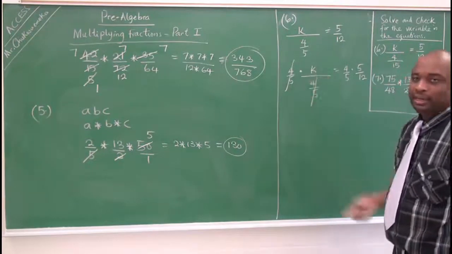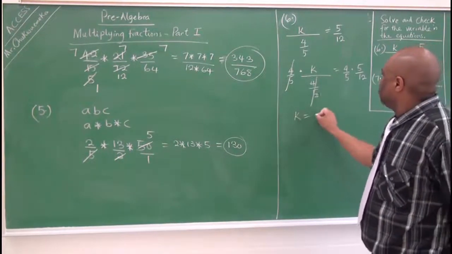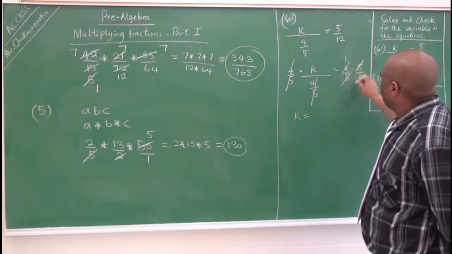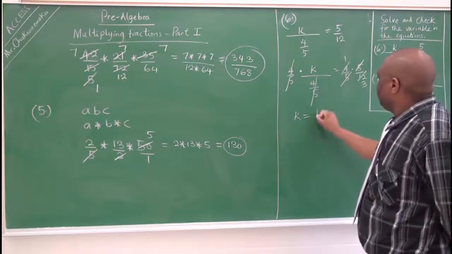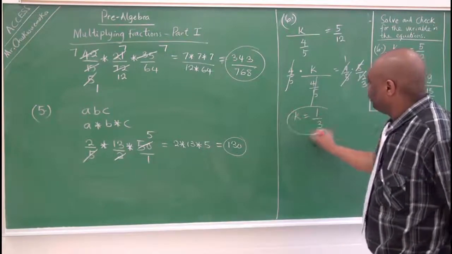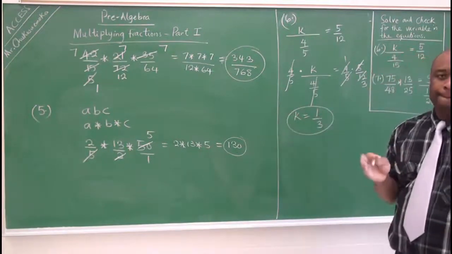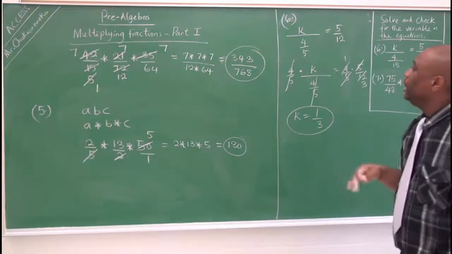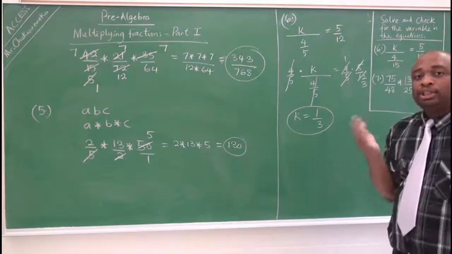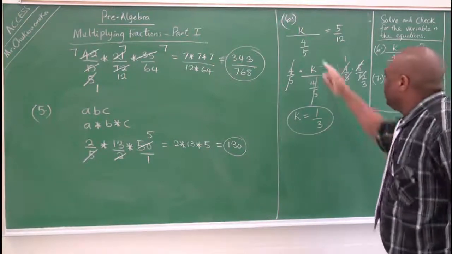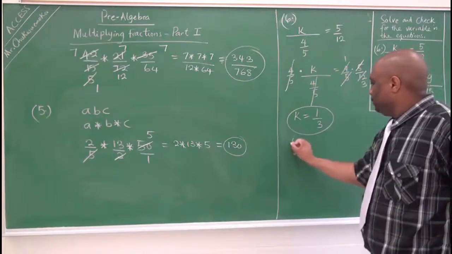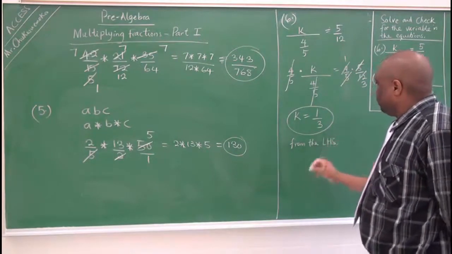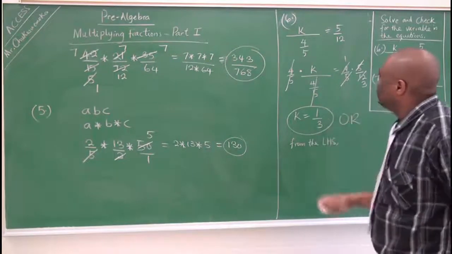But one straightforward way is just to multiply this by this. So this will cross out this. So K is equal to, here the 5 is gone, 4 divided by 4 is 1, 4 divided into 12 is 3. So 1 over 3. Okay, 1 over 3. Or if you don't like what I just did, you can now do some division from the left-hand side, you can do this.